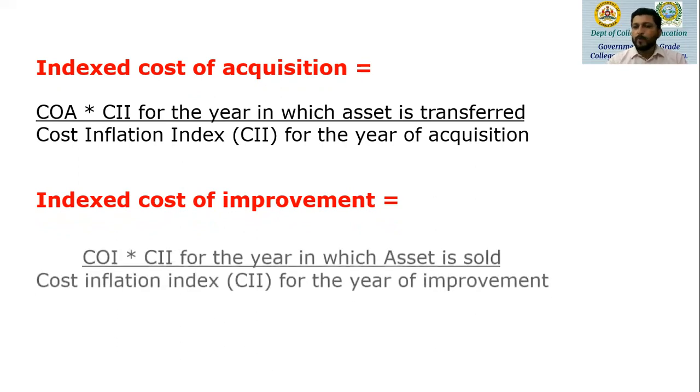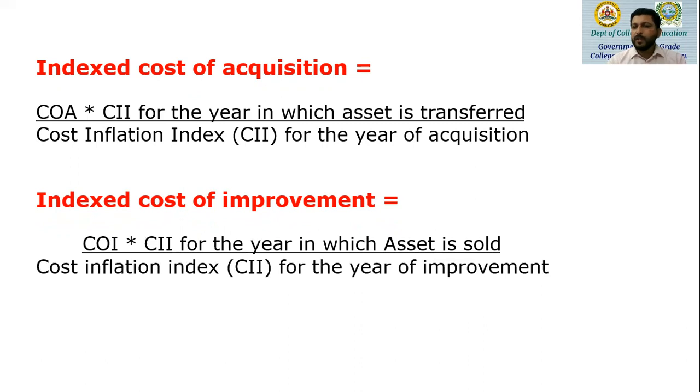We take cost of improvement into CII for the year in which the asset is transferred or sold, divided by CII for the year of improvement. So same rule: cost of improvement into CII of 2019-20, because we are going to talk about the year in which the asset is transferred, and during the previous year 2019-20, divided by the cost inflation index for the year in which the improvement had taken place.